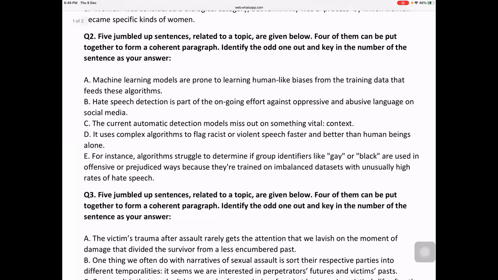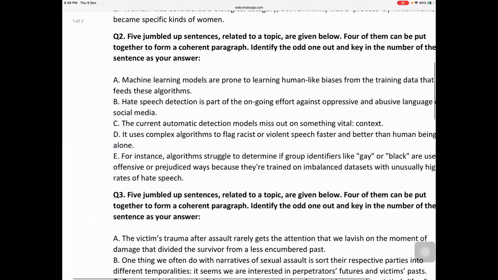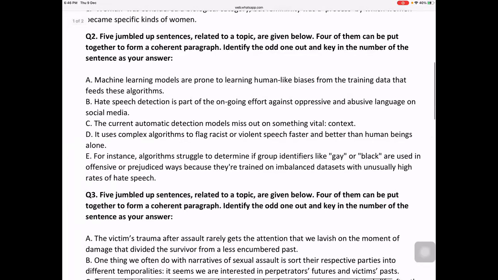Ma'am, because B and E are the same, I think, and D and A also are. Talking on the same page. They are talking about the algorithms. Yes, ma'am. Computers, right? Yes, you are right. D has a connection with A, and D has a connection with B as well. They're talking about hate speech and oppressive and abusive language. So they're talking about violent speech in the D option. It's ultimately the abusive language itself.